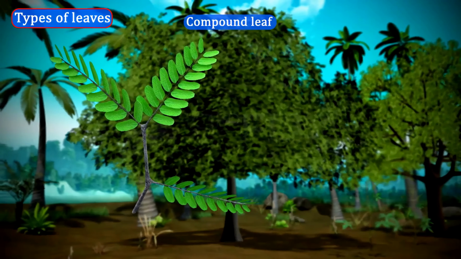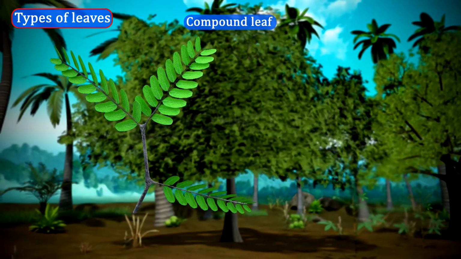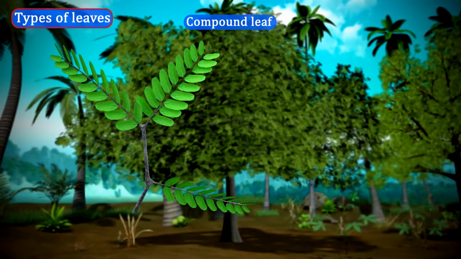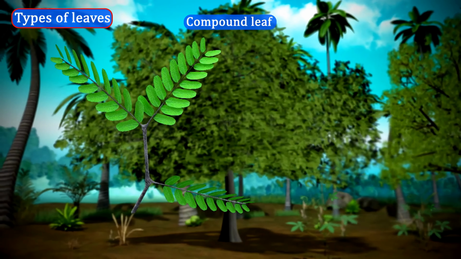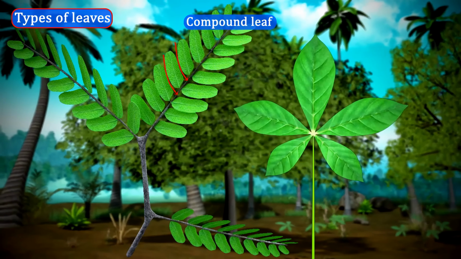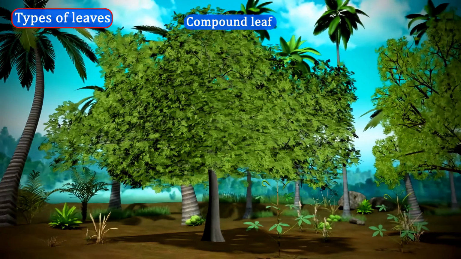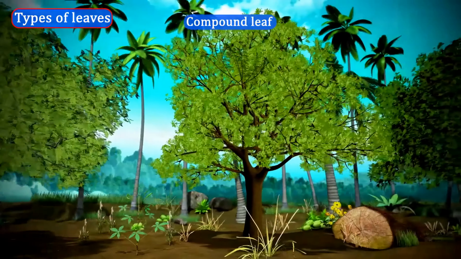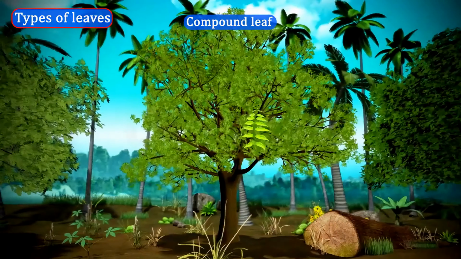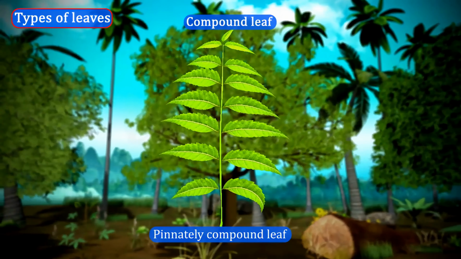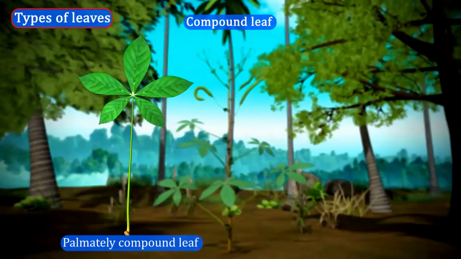Compound leaves. A leaf with leaflets is called a compound leaf. In a compound leaf, leaflets are formed due to the division of the lamina. It occurs completely from the margin up to the midrib or up to the tip of the petiole. The compound leaves are classified into two types on the basis of the position of leaflets. They are pinnately compound leaves and palmately compound leaves.